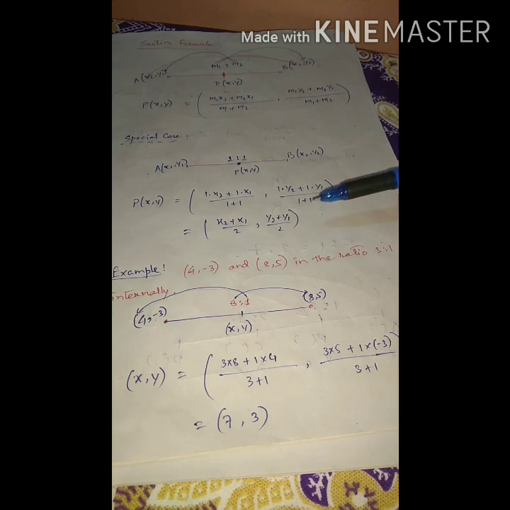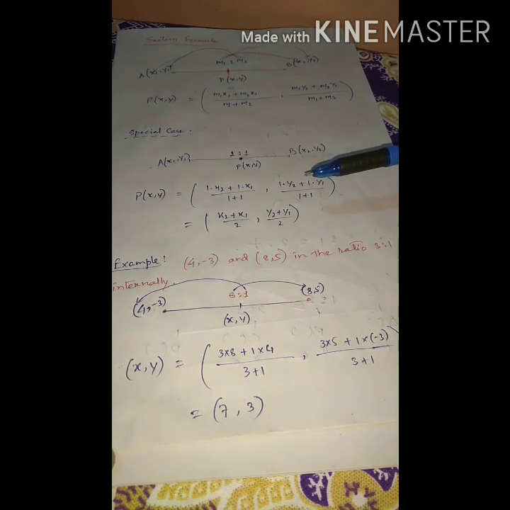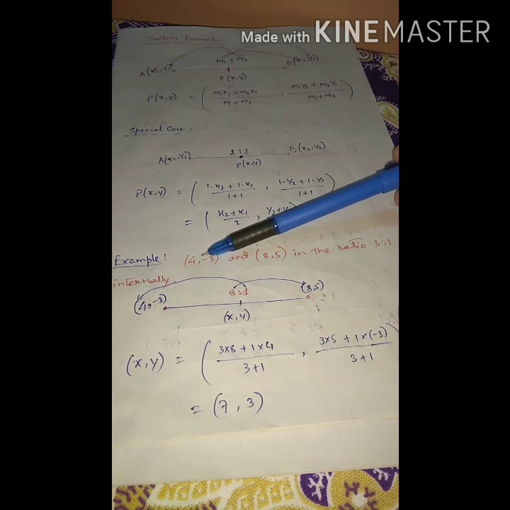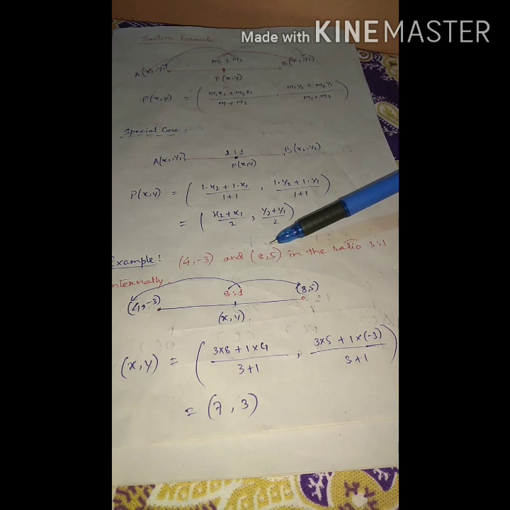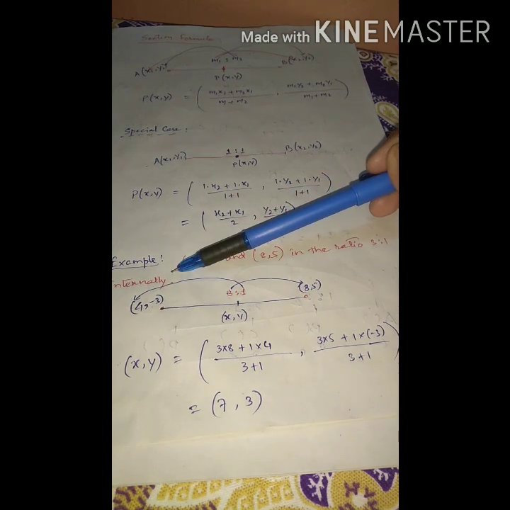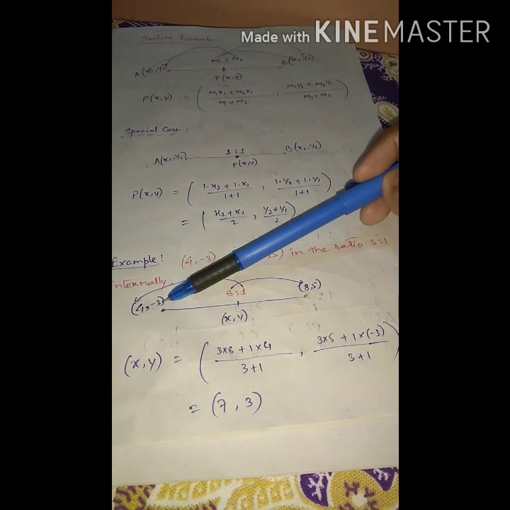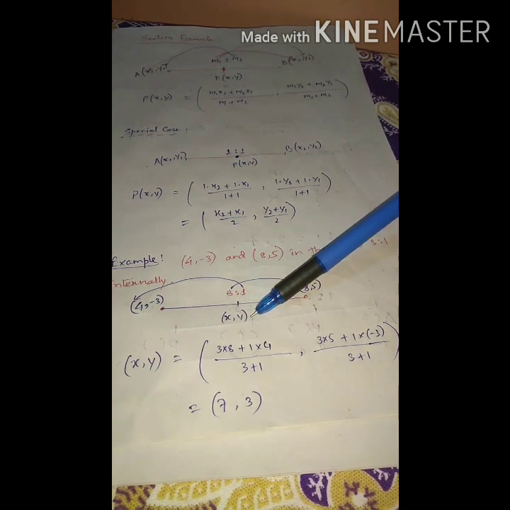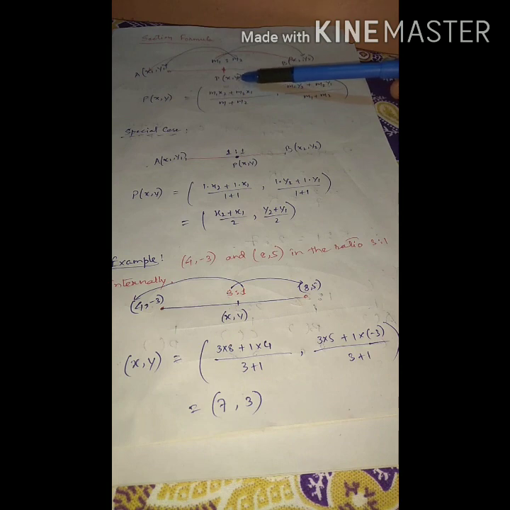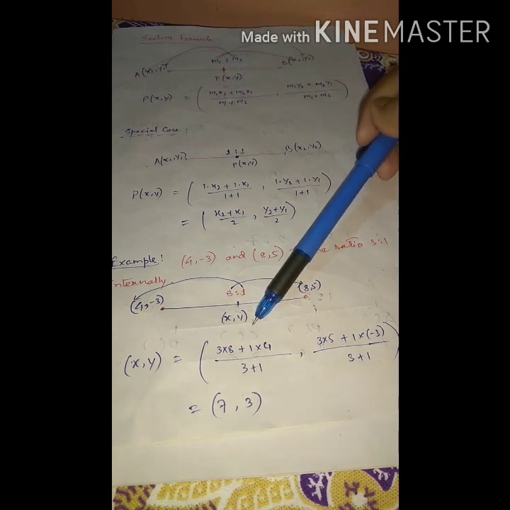Now let's take an example here. 2 points we consider. One point is (4, -3) and another point is (8, 5). And we consider the ratio 3:1. Internally we have to find out. That means the first point is given, the second point is given, the ratio is also given. So we have to find out this point. That means which one? The p point. The p point we have to find out. So how can you find out?